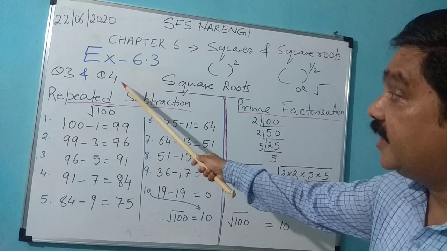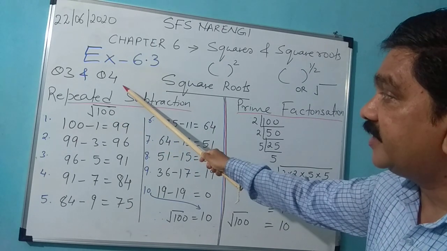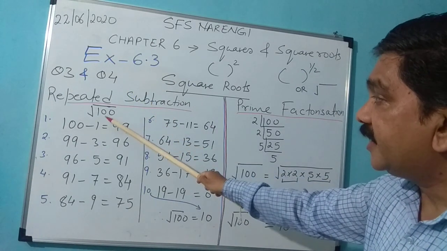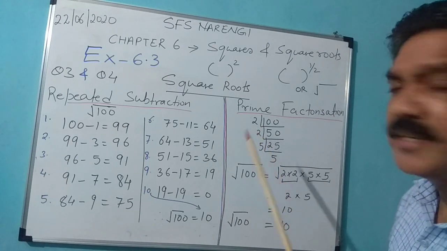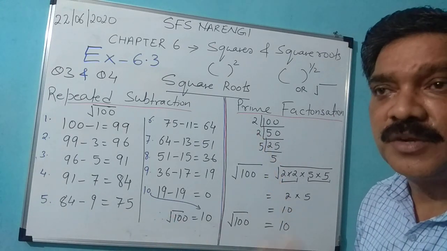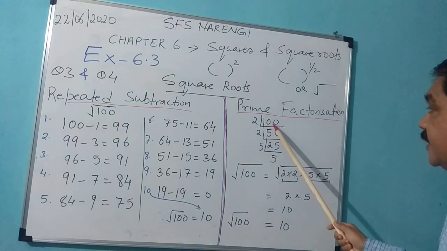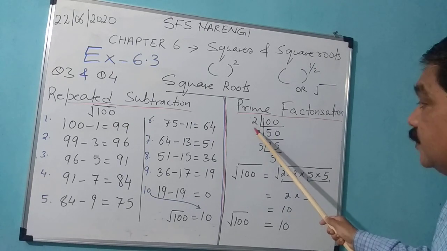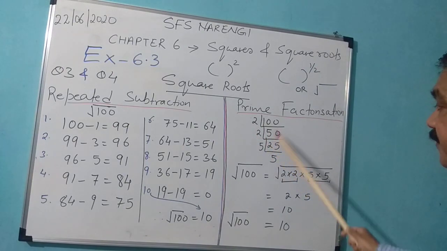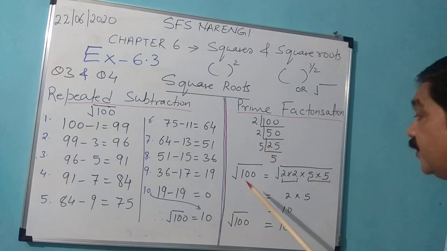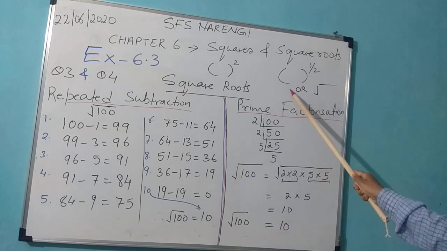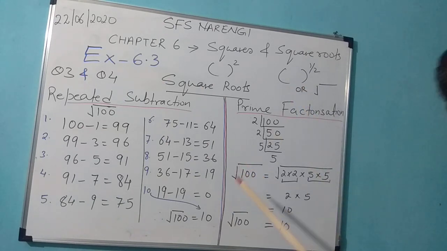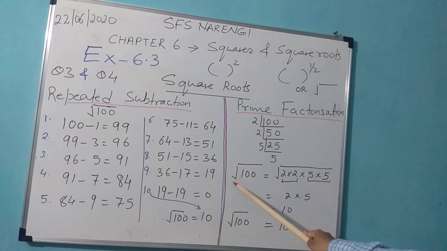In question number 4 the figures are different, but I am taking the same question here so that it will be easy for you to understand. Now see here, 100. You start with 2. 2 50s are 100. 2 25s are 50. 5 5s are 25. Now the square root. This symbol is also for square root.